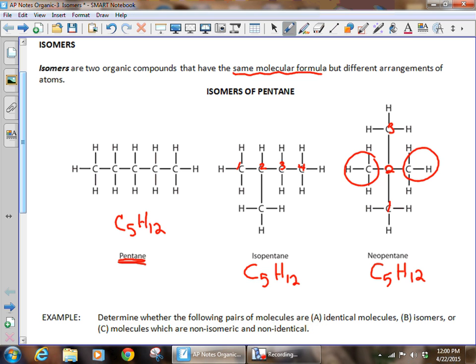All of them have different names. They are different molecules, but they have the same chemical formula. That's our definition of an isomer.